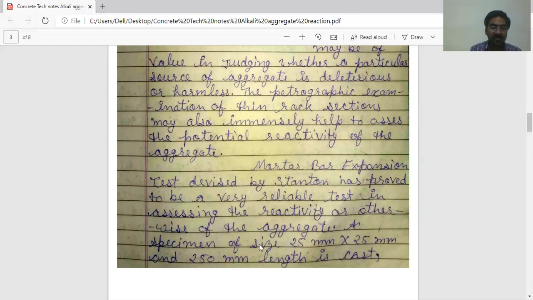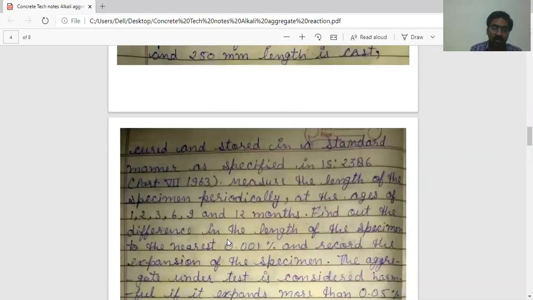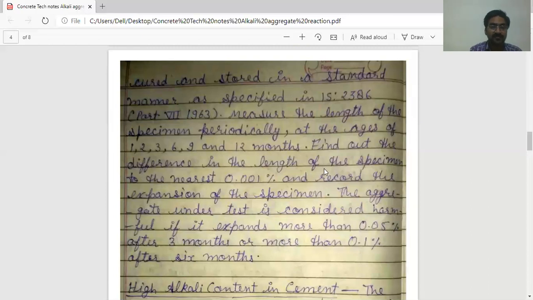In the test, a specimen of size 25 mm by 25 mm and 250 mm length of concrete is cast, cured and stored in a standard manner as specified in IS 2386 Part 8, 1963. Measure the length of the specimen periodically at the ages of 1 month, 2 months, 3, 6, 9 and 12 months. Find out the difference in the length of the specimen to the nearest 0.001% and record the expansion of the specimen.